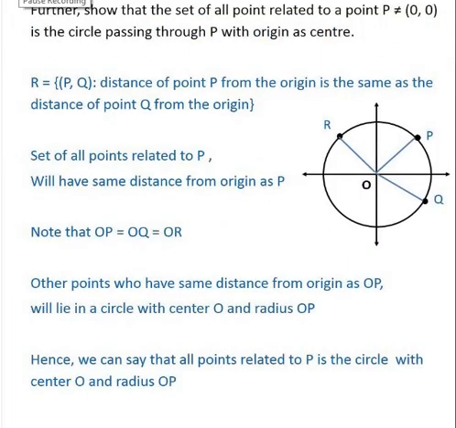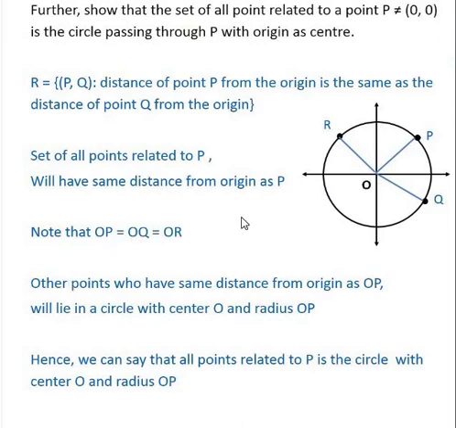Now the next part of the problem is to show that the set of all the points related to a point P which is not the origin is the circle passing through P with the center origin. Okay. So see here, you can see this circle. Here we are considering our center O. Now we want to find the set of points which are at the same distance from the origin. So the set of points which are at the same distance from the origin is a circle. That's the definition of a circle, right? So through words only we can understand that it will be the circle, right? So here the set of all the points related to P will have the same distance from the origin as P.